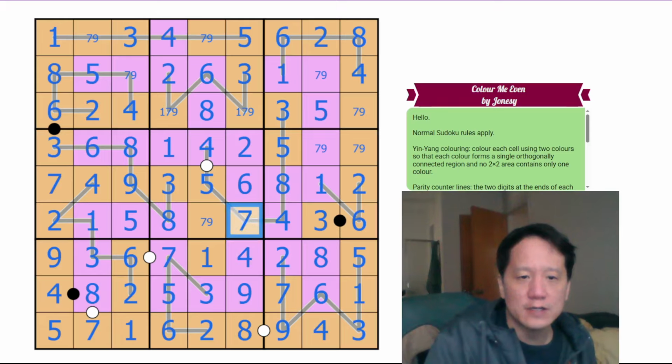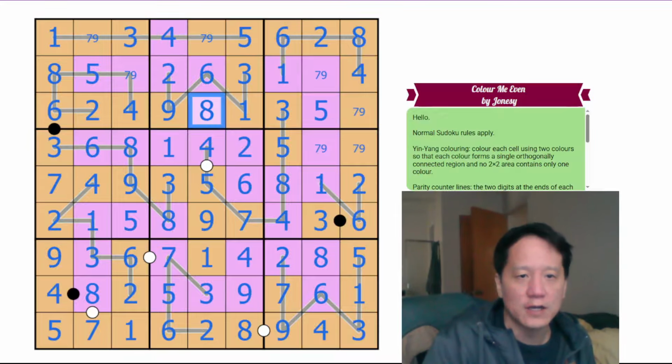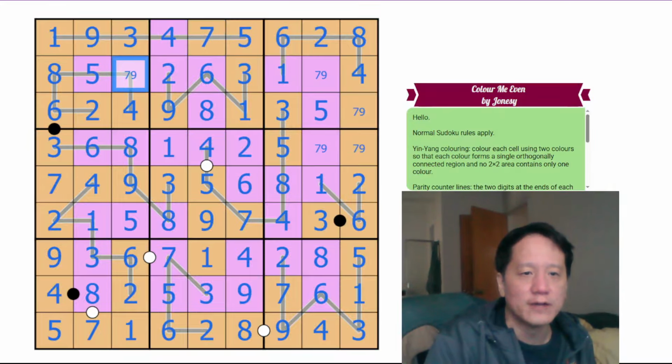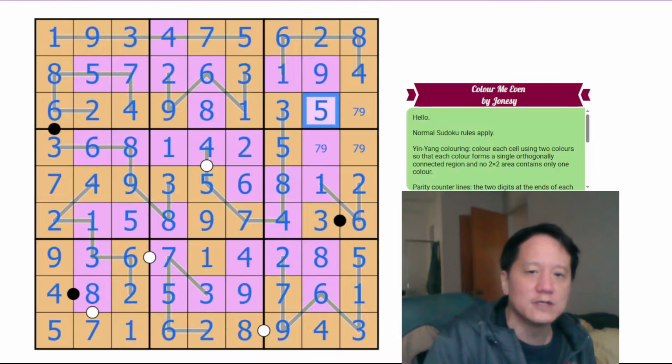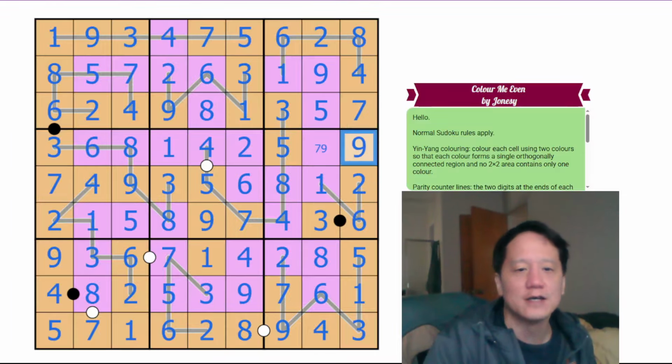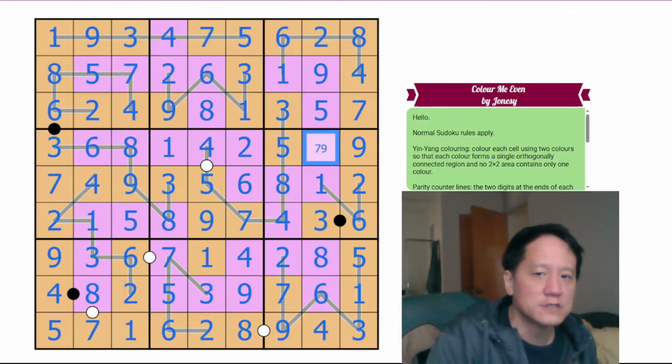9 eliminates 9 here, so it's 7 and 9. This can't be 7 or 9, it's 1. And this can't be 7 or 1, it's 9. 9 eliminates 9 here, so it's 7, which makes that not 7. So it's 9, which makes this 7, which makes this 9, which makes that 7, which makes that 9. And therefore, this is a 7.